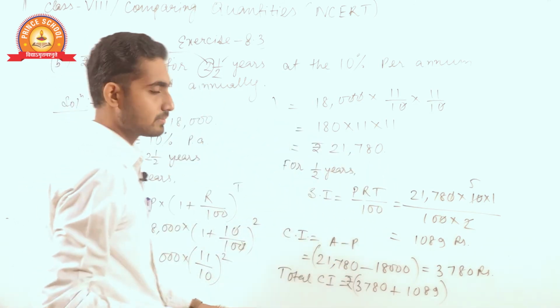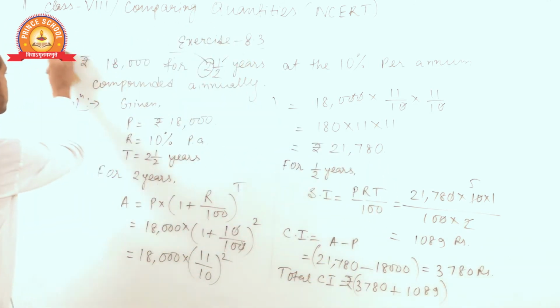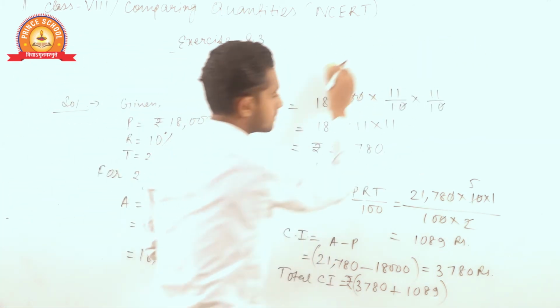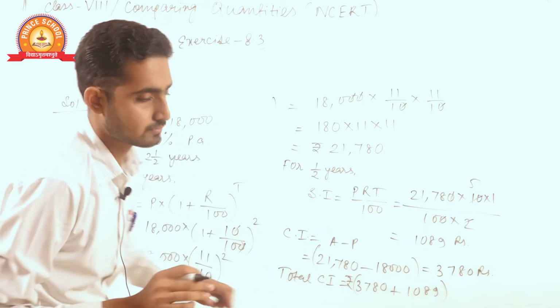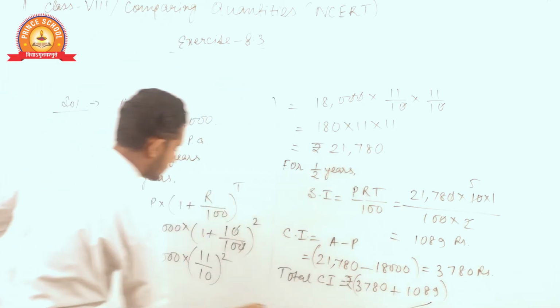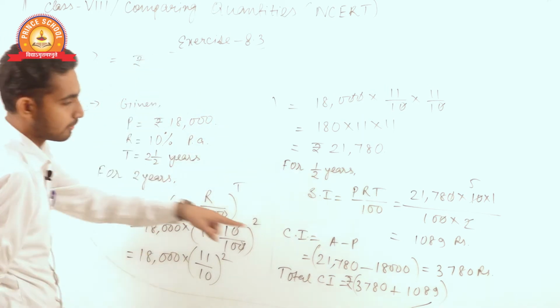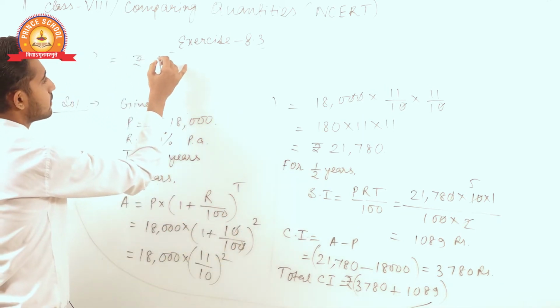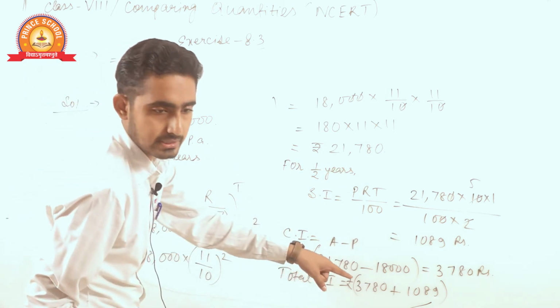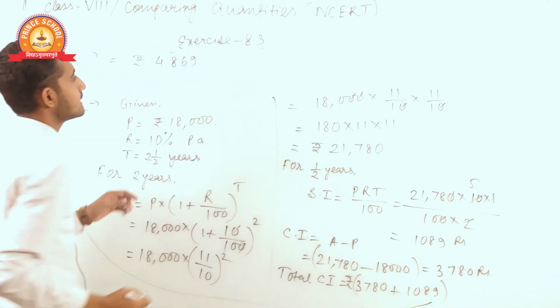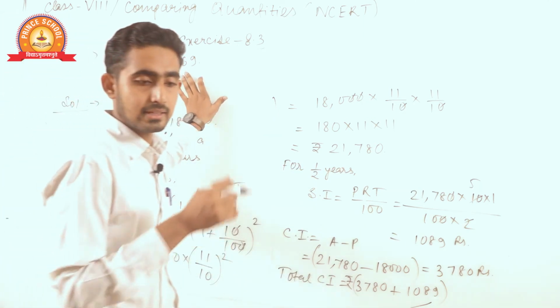Okay. Now comes, I will erase some questioning part. Okay, only questioning part. So here, come here. So rupees how many? Rupees 4. If you add, then your answer will come rupees 4869. That is the total CI.